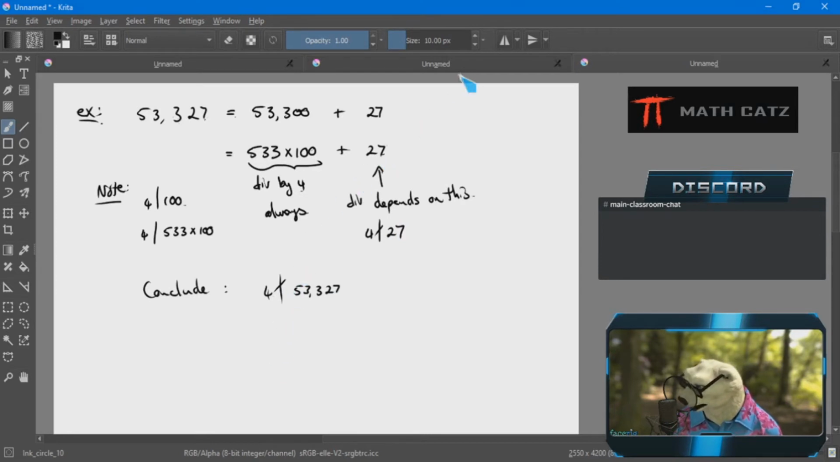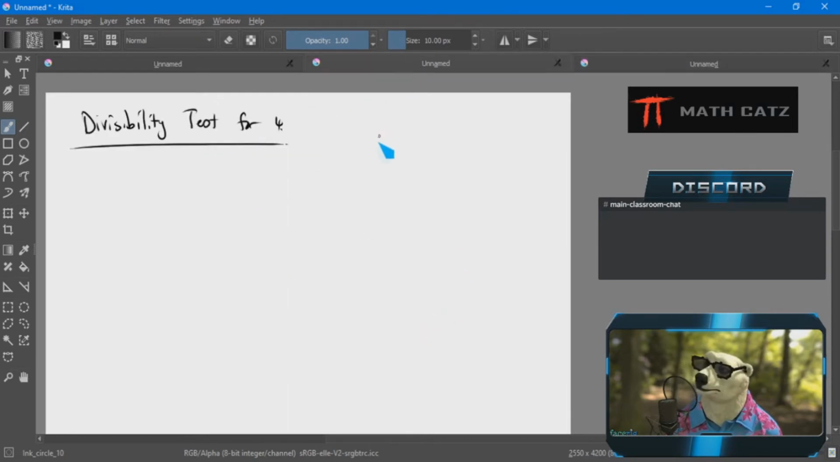So what have we really done here? We have isolated a smaller number coming from the last 2 digits, and we're basing our decision on that small number alone. And because it's a 2-digit number, it's super easy to just look at it and know if it'll be divisible by 4. So let's write that out.